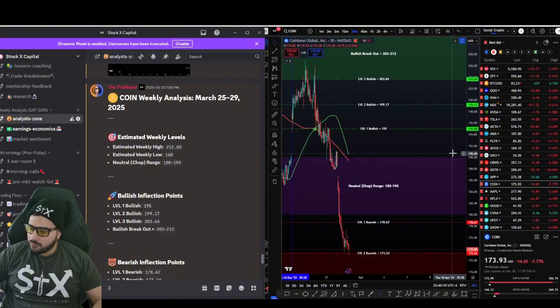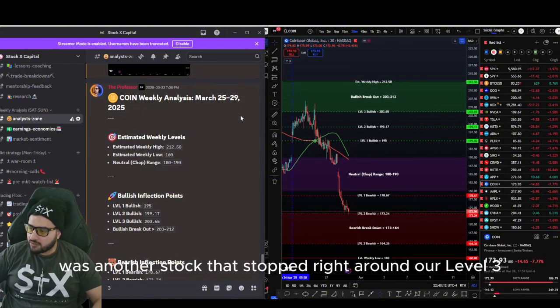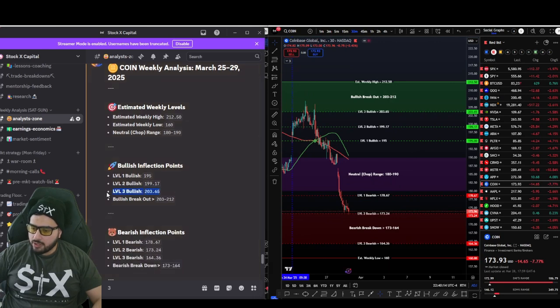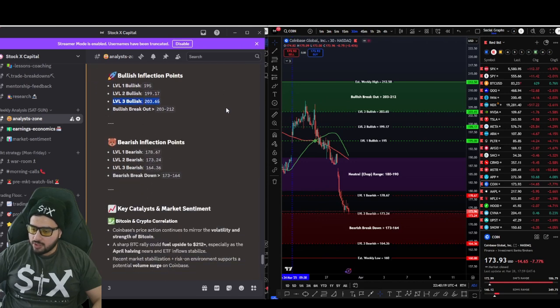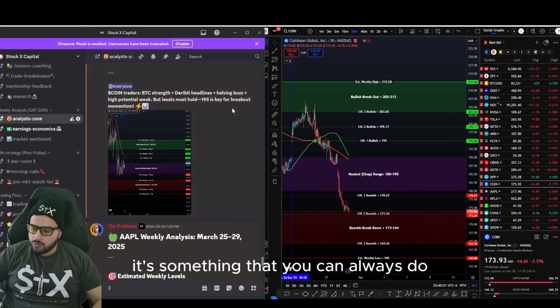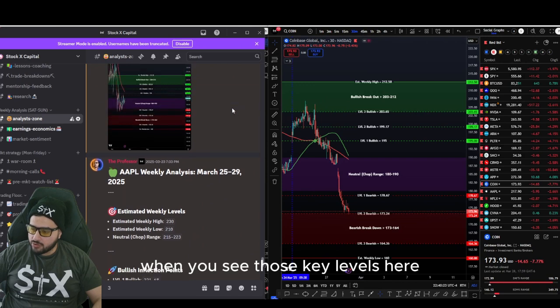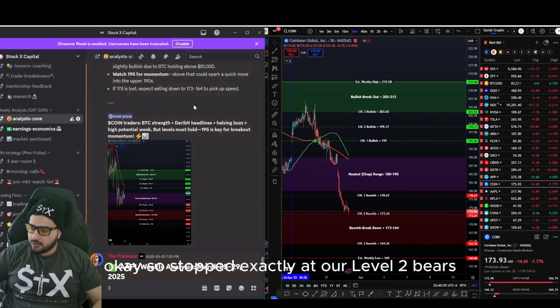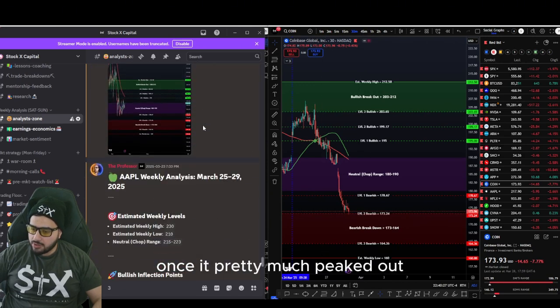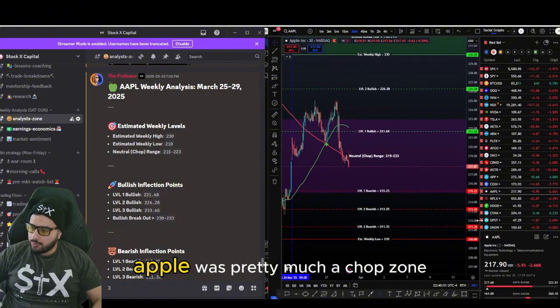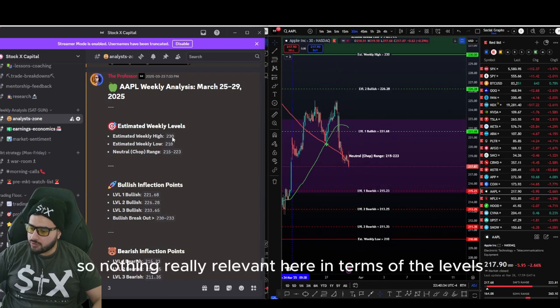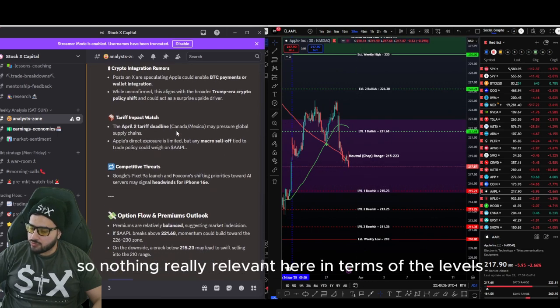Coin was another stock that stopped right around our level 3 at 203. So taking shots at these inflection points is something that you can always do when you see those key levels here. Okay, so it stopped exactly at our level 2 bearish once it pretty much peaked out, because level 3 is usually our top zone here. Apple was pretty much our top zone, so nothing really relevant here in terms of the levels.